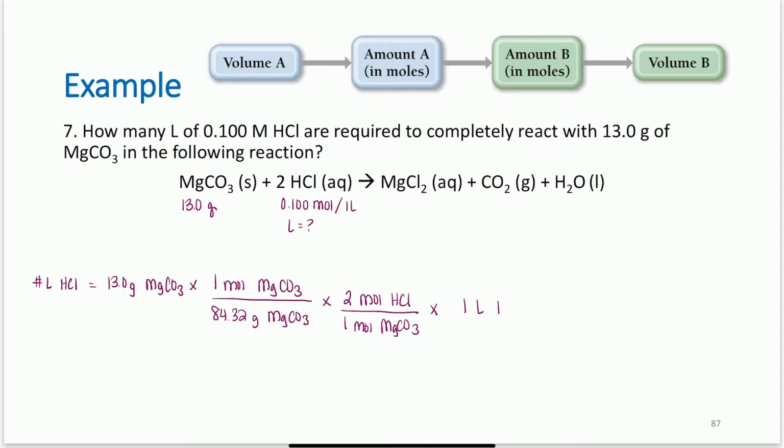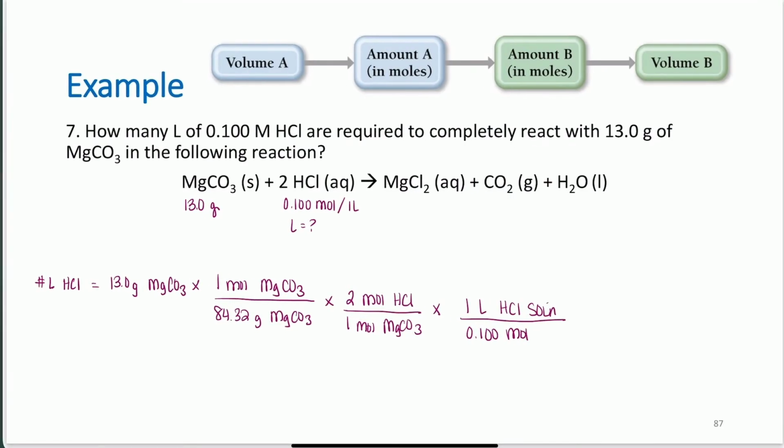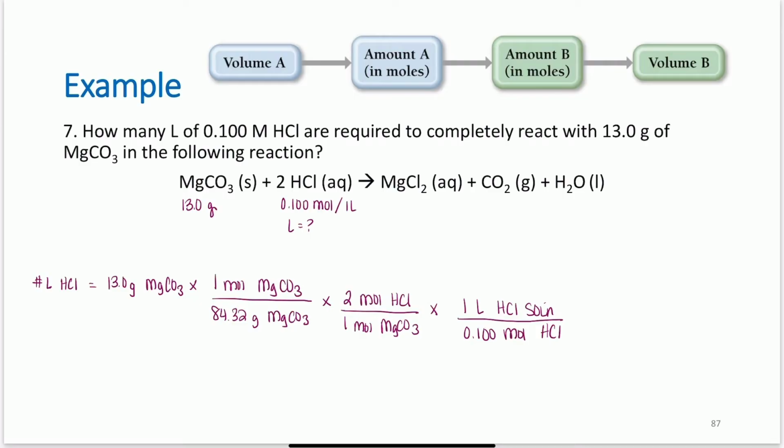I know I have 1 liter of HCl solution for every 0.1 moles of HCl. So that's canceled out my grams of magnesium carbonate, my moles of magnesium carbonate, my moles of HCl, and left me in liters of HCl. The answer is 3.08 liters of HCl solution. So again, kind of seems like a large number, but 0.1 molar is a pretty weak concentration, so it's just going to take more of it. 0.1 molar doesn't have a lot of moles of HCl in it.